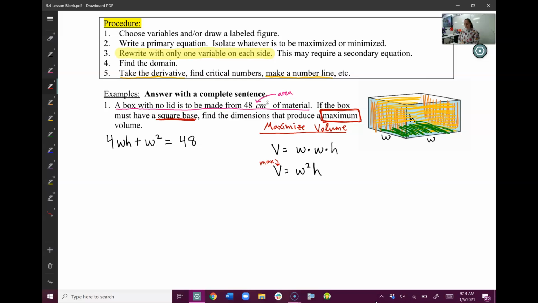Well, can I use this equation to get this equation to one variable? Absolutely. I can take this equation and solve for either one of these letters. I could solve for W or I could solve for H, either one, and then plug it into here. So like I said, you can do it either way, and you should end up with the same answer at the end. I'm going to solve for H. So really quickly, let's go through this equation, and I'm going to solve for H.